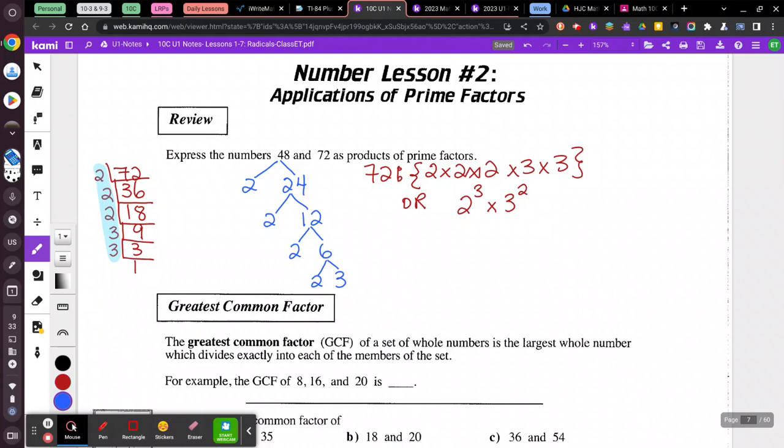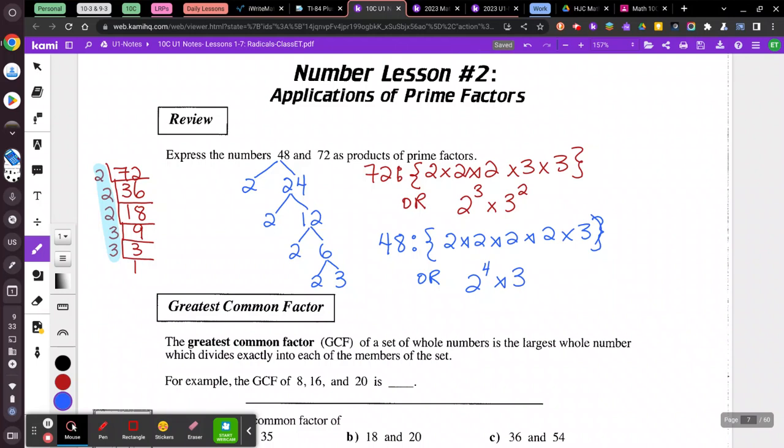Once you get all of your prime numbers, you are finished. So now my number 48 as a product of prime numbers becomes 2 times 2 times 2 times 2 times 3. Or 2 to the 4th times 3. Whichever way you want to write it, whichever makes sense.